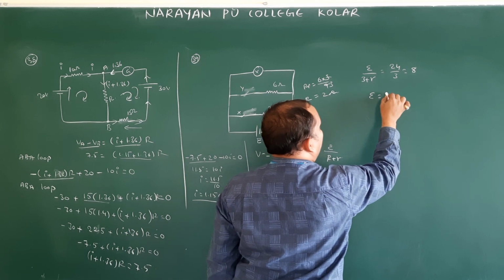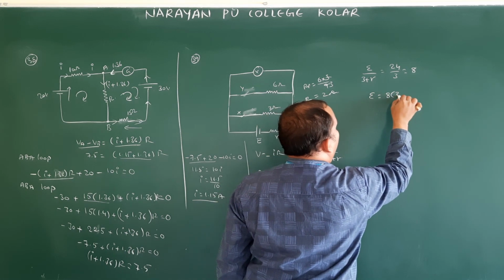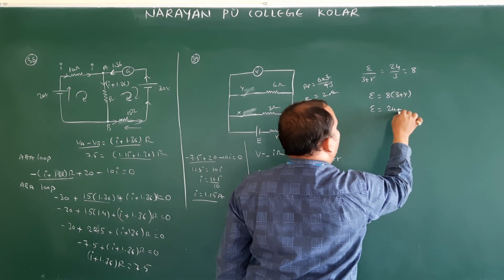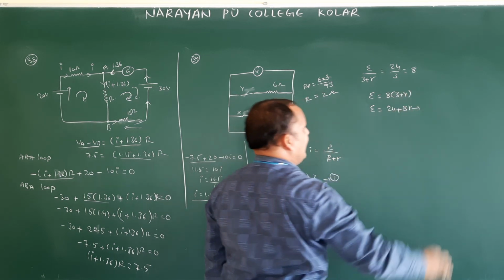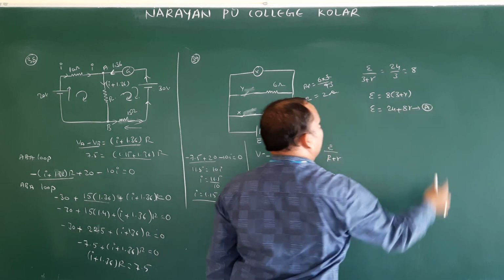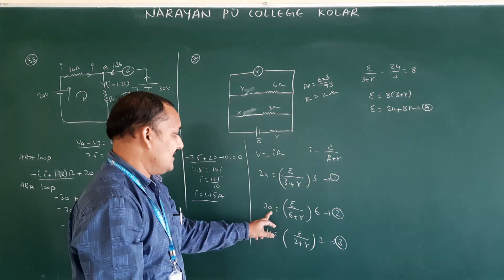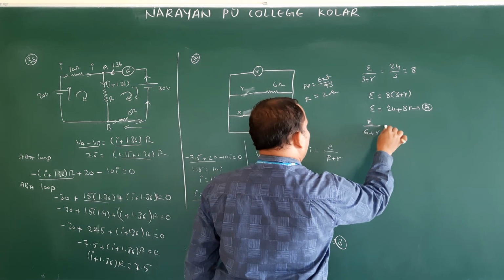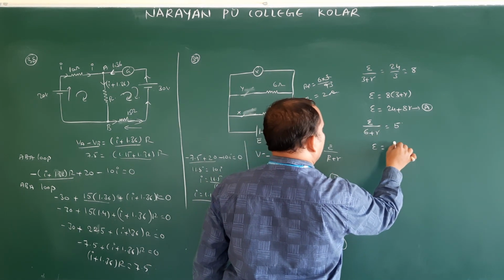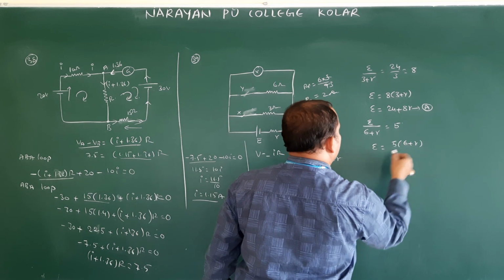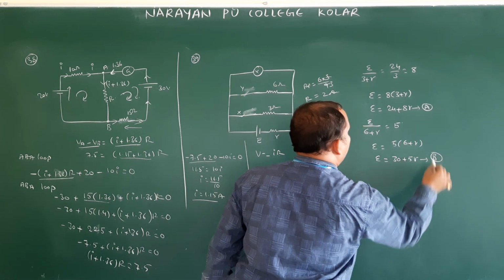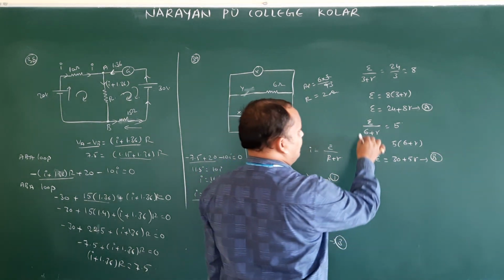Then E is equal to 8 into (3 plus r). E is equal to 24 plus 8r. Call it equation A. Next, from this, V by 6 plus r is equal to 5. E by 6 plus r is equal to 5. E is equal to 5 into (6 plus r). E is equal to 30 plus 5r. Call it equation B.